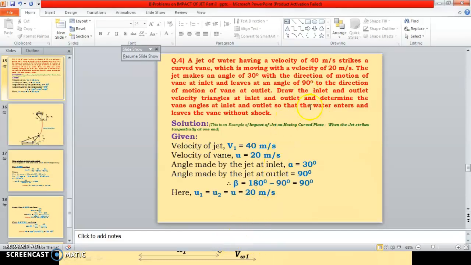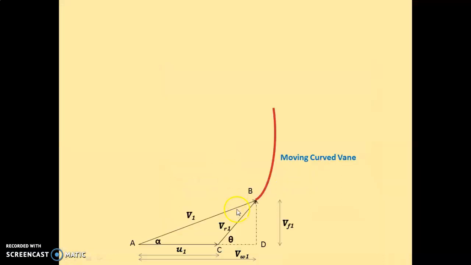Okay. So we have been told to determine the vane angles at inlet and outlet. So theta is the vane angle at the inlet. So one quantity that we have to find out is the theta.